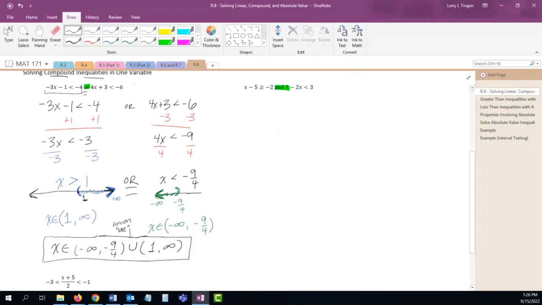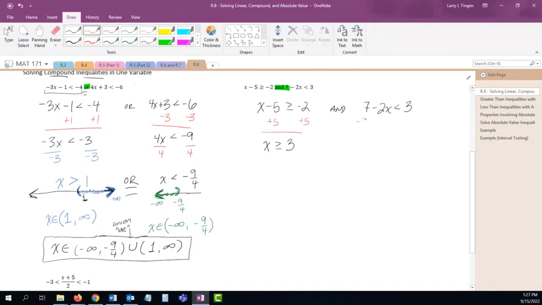The process is going to work the same way. The thing that changes is when I get to the end. So I have two parts. Left-hand side, or my left equation says x minus 5 greater than or equal to negative 2. Solve that for x. I want x by itself. To get x by itself, I'm going to add 5 to both sides, which means x is greater than or equal to negative 2 plus 5, which is 3. That's done.